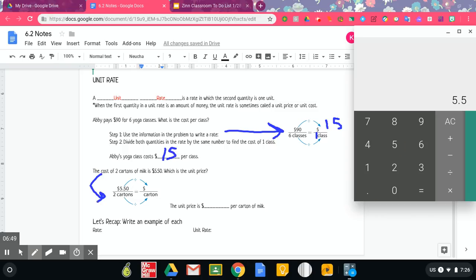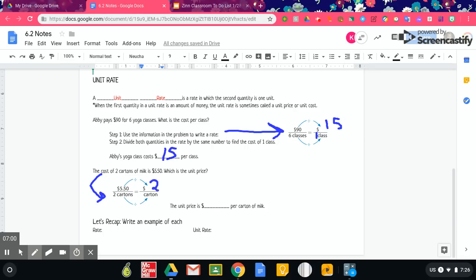5.5 divided by 2. And again, this is giving us the cost of 1 carton of milk because the unit rate is always over the number 1. So $2.75 for 1 carton of milk. So that means the unit price is, this isn't going to fit, but again, $2.75. It's supposed to be a 5, but it won't let me write. There we go.